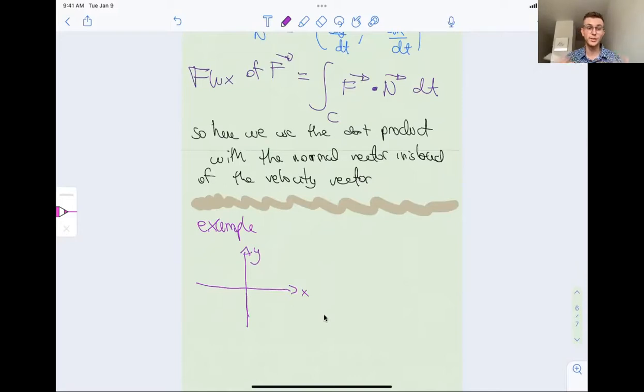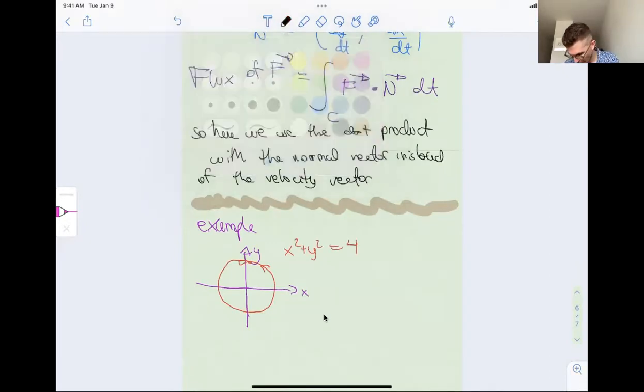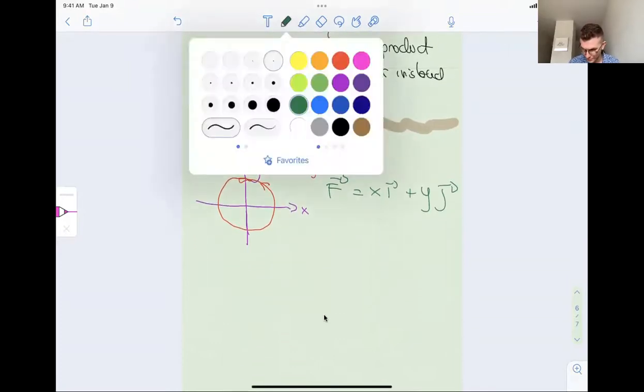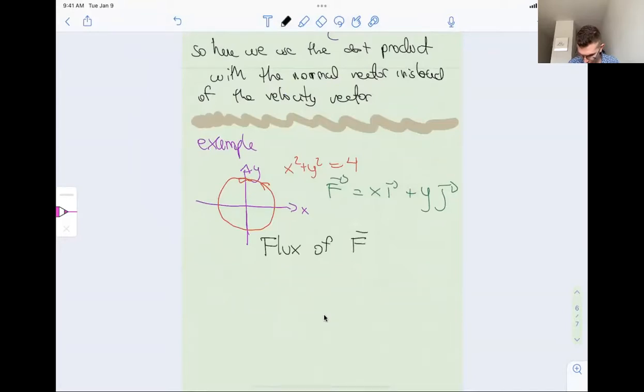Let's say that the curve is just the circle of radius 2 centered at the origin. And the force, F, is just F = (x, y, 0). Or I will write it better this way: x i + y j. So there's a formula for F. And the question is how to find the flux of F.